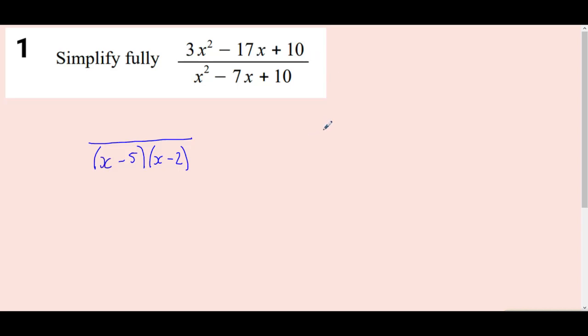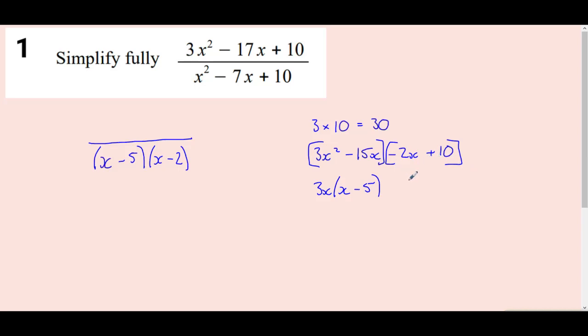So to factorize that, I'm going to do 3 times 10 first, which is 30. So I'm now looking for a pair of numbers that multiply to make 30 and add to make negative 17, so that would be negative 15 and negative 2, so I get 3x squared subtract 15x subtract 2x add 10, and then factorize the two parts that I've got there, and so I get 3x and then x subtract 5 on one side, then I need x subtract 5 in the brackets on the other, so that's going to be minus 2 times x subtract 5.